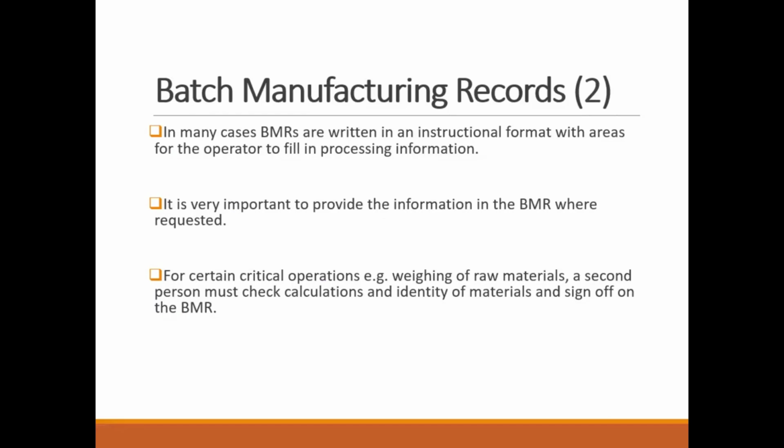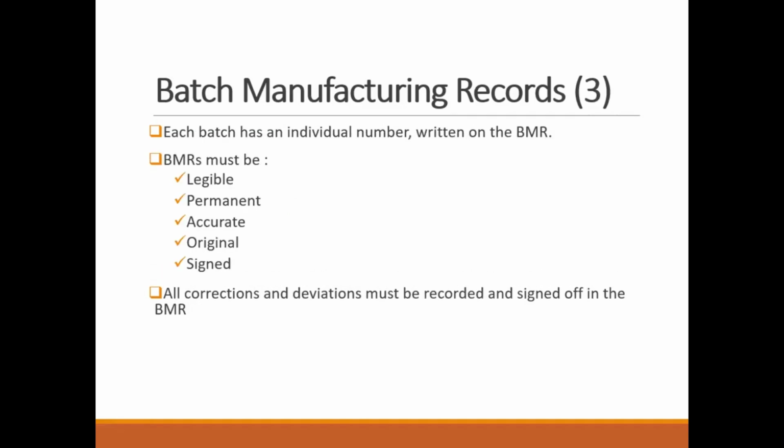In many cases, batch manufacturing records are written in an instructional format with areas for the operator to fill in the processing information. So it's a working document, it's a live document, and it's used during the process, and that batch manufacturing record can be quite a hefty document because it contains a huge amount of information once the process is complete. It's very important to provide the information in the BMR where requested, and for certain critical operations, for example weighing of raw materials or key intermediates, a second person should check the calculation and identity of the material, and they need to sign off and date the BMR also along with the operator that carried out the task.